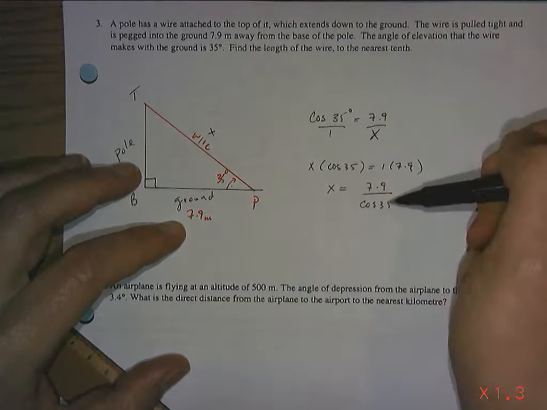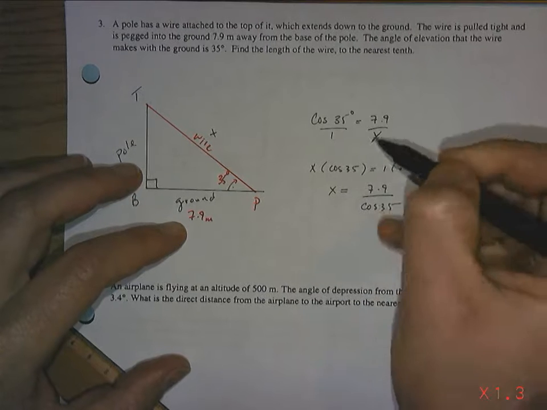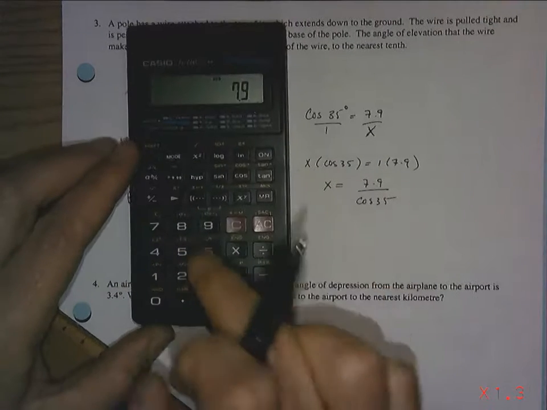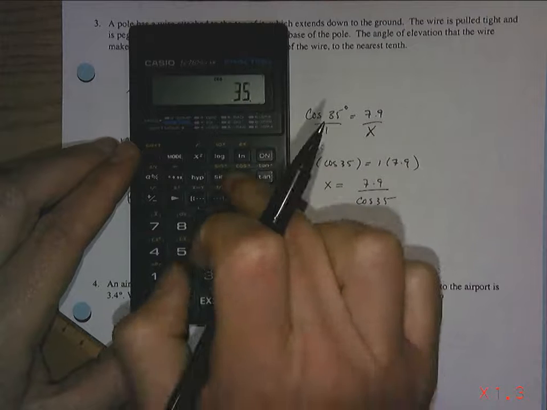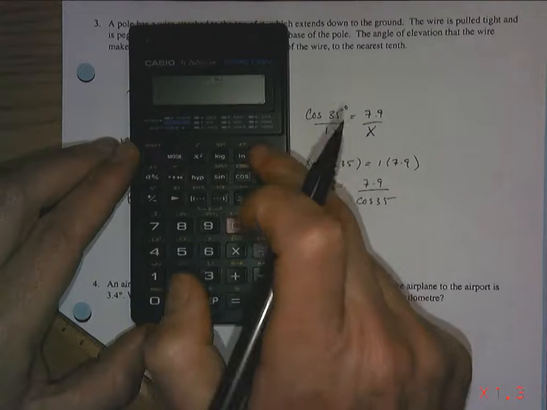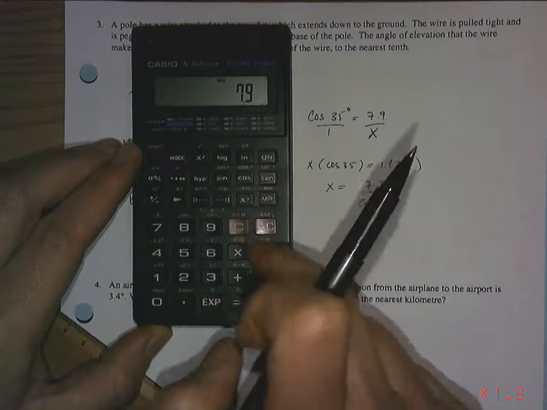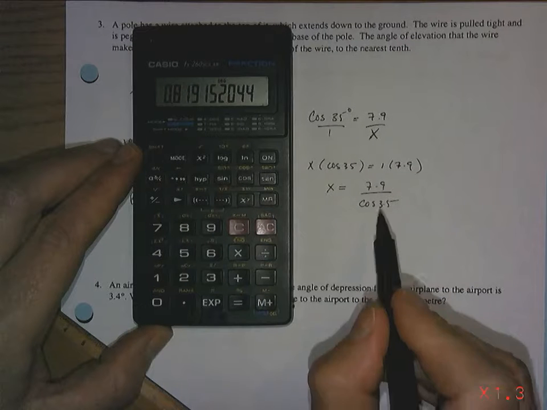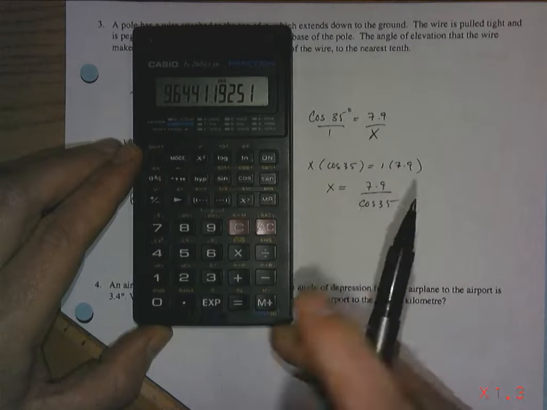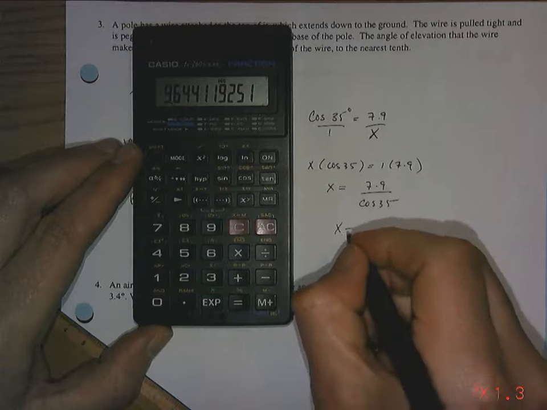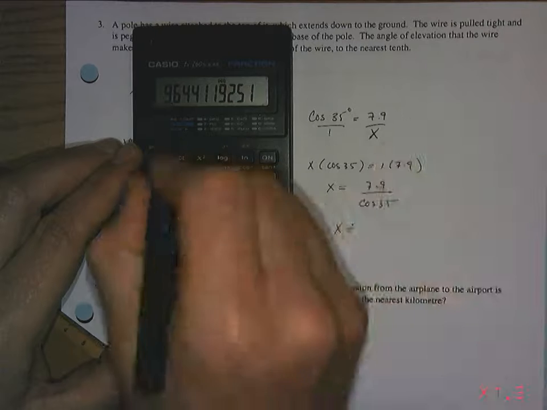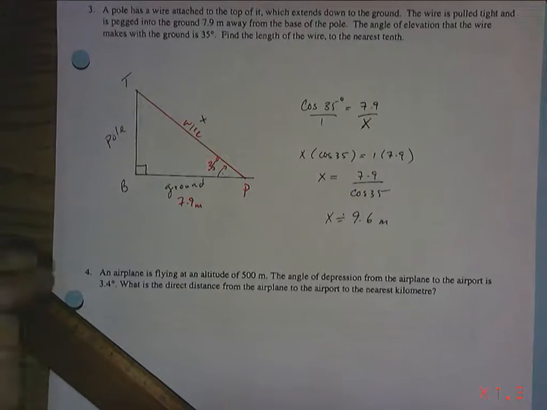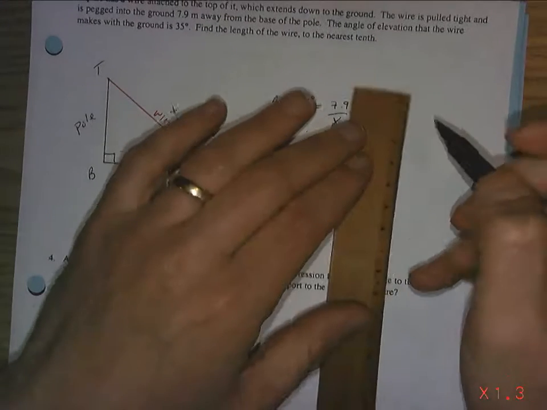Some of you are just going to skip right to here, but this is the math that's going on. We do the cross multiplying, and then we divide both sides by that number. Either case, you got to be able to do it. 7.9 divided by cos 35. Okay, so be careful here. 7.9 divided by cos 35. When I do cos 35, that is the decimal of cos 35. I then have to hit equals, so it does the division. So it equals approximately, to the nearest tenth, 9.6 meters.